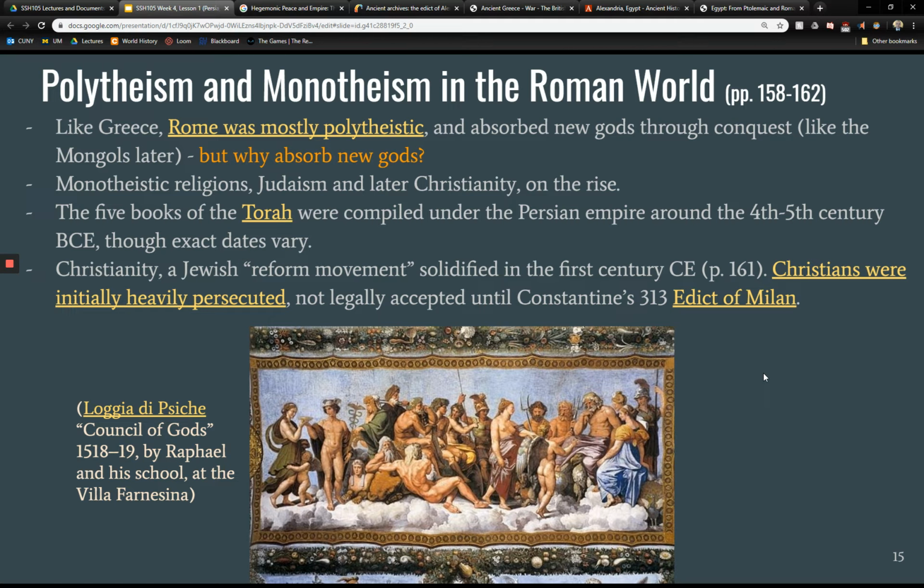Like Greece, Rome was mostly polytheistic. Here we have the Council of Gods by Raphael down at the bottom. And this is rather well known, right? There are lots of gods in Greece and Rome. Gods for the ocean, gods for war, gods for love, gods for various things you see in the sky, gods of lightning and thunder, etc.